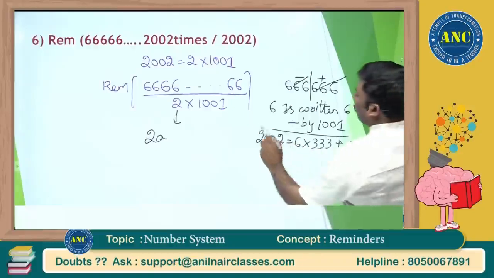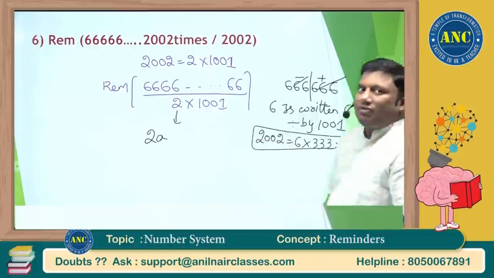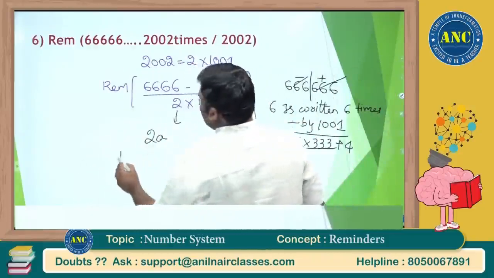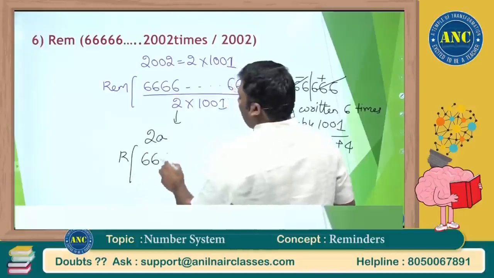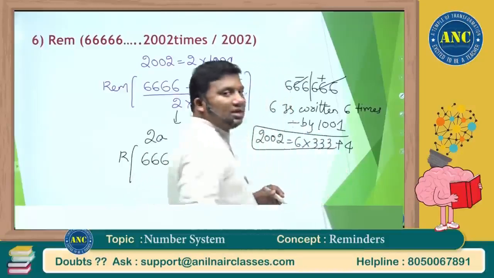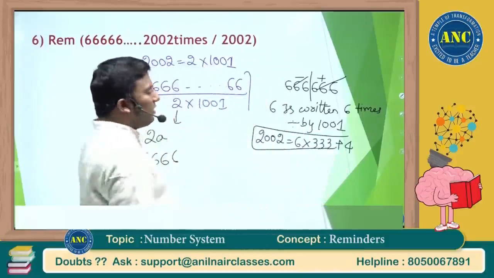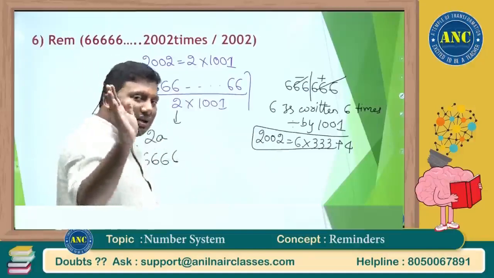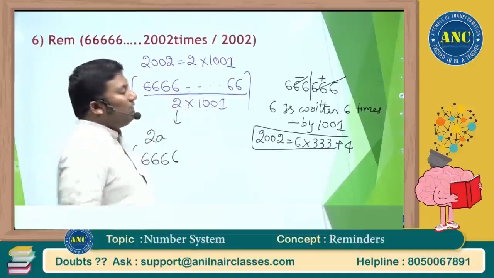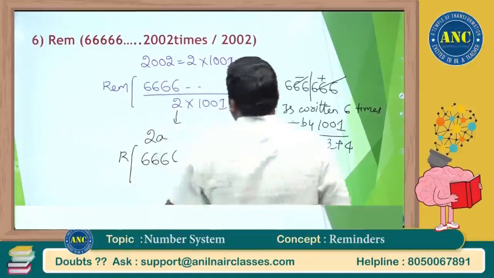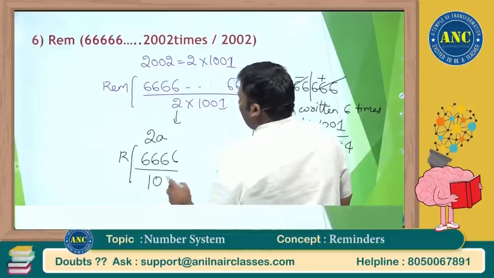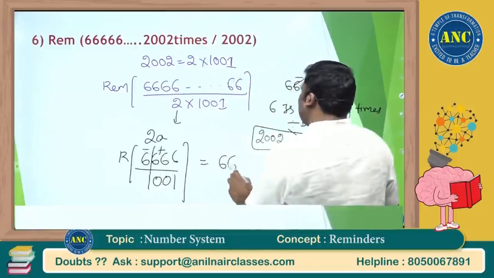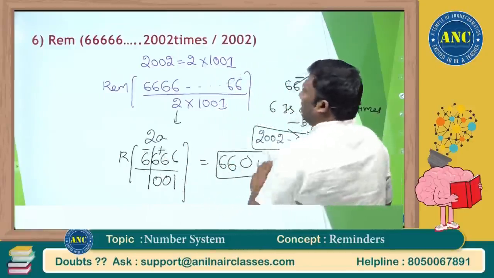333 plus 4. So 333 groups of 6 are there. How many 6 are left? 4 sixes are left. I hope it is clear. 2002 is 6 into 333 plus 4. Any single non-zero digit written in groups of 6 is perfectly divisible. Remaining is 4 divided by 1001. So take a group of 3 digits: 666 minus 60. The answer for this question is 660.